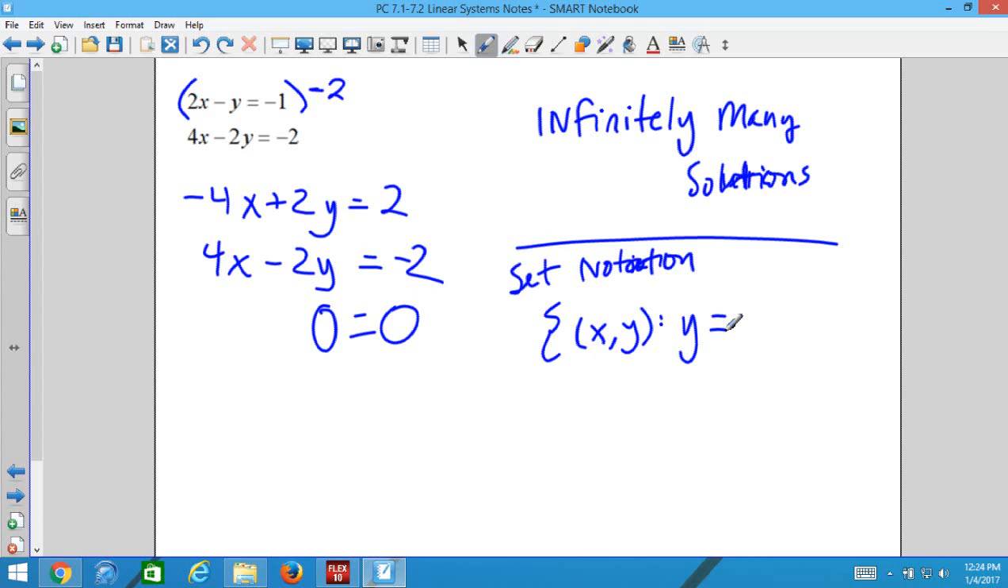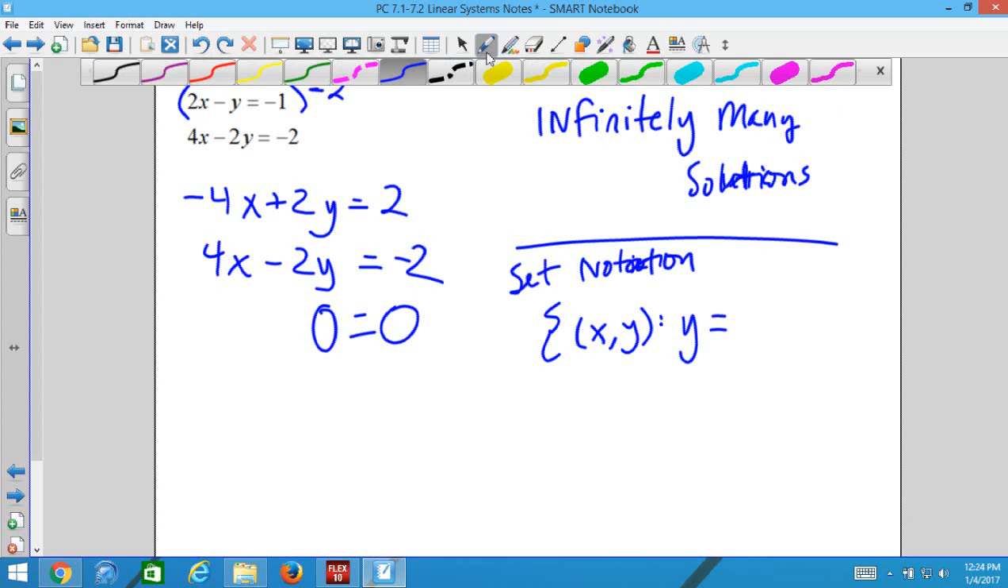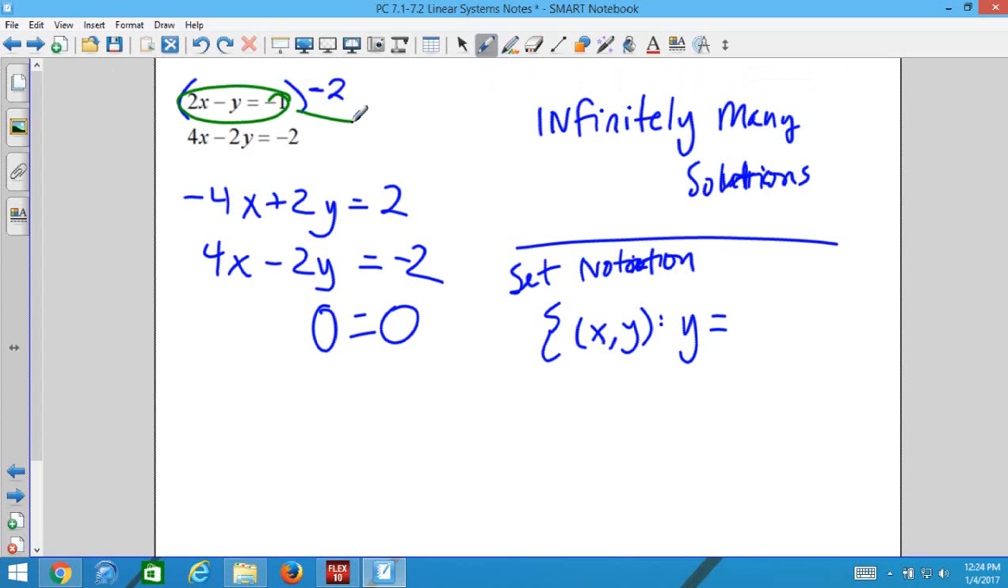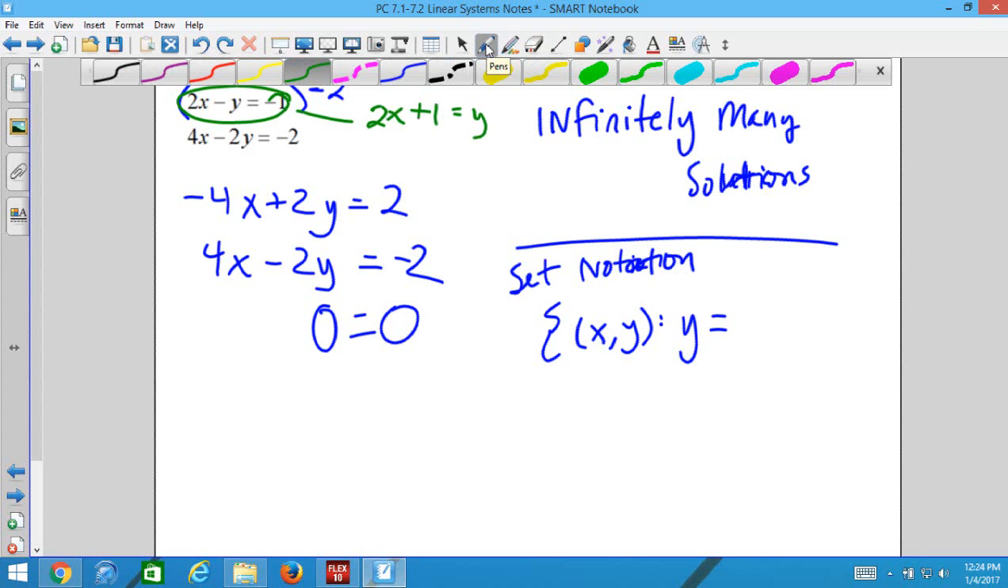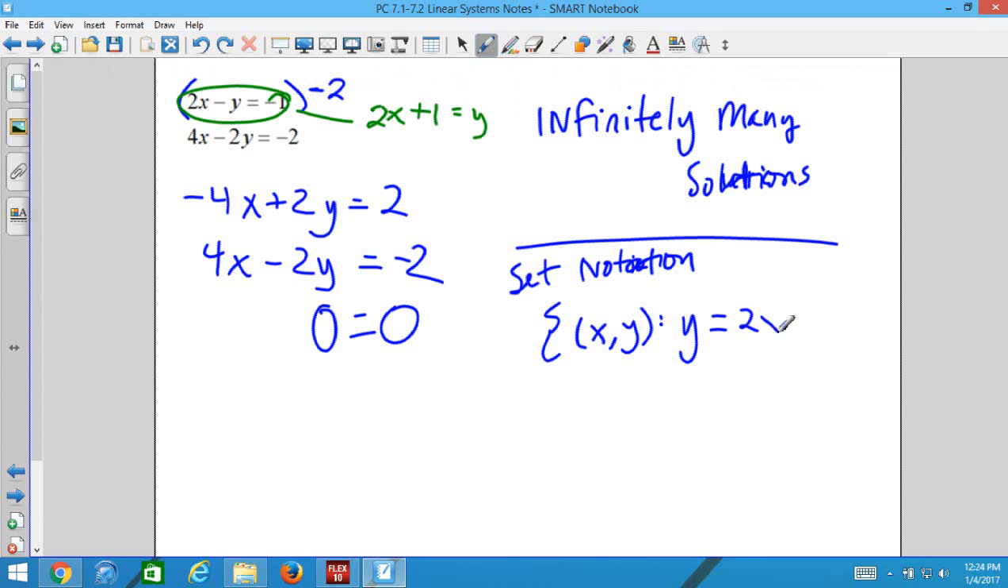So look at the original question. I need to know what y equals mx plus b is in the original question, which they're the same line, so which top one or bottom one, which one looks easier to change? Top one. Let's just make that into y equals mx plus b form. I'm going to move the y over and move the 1 back. So that's set notation.